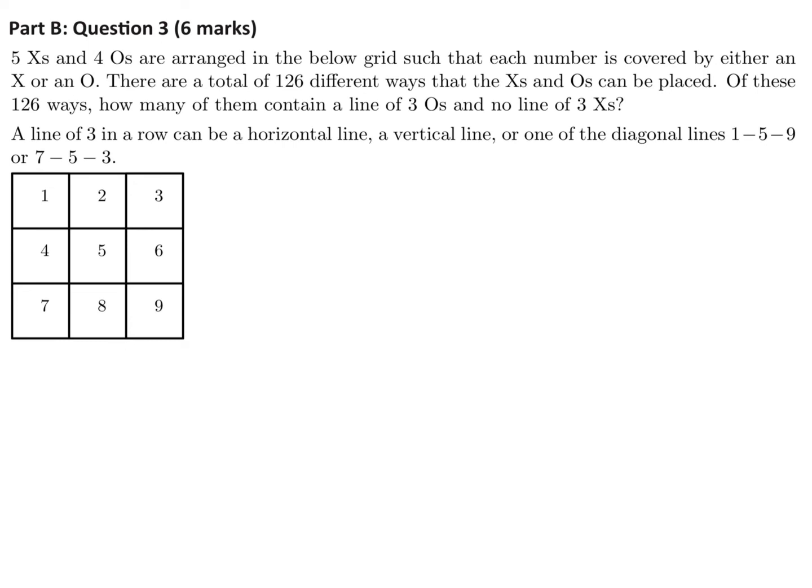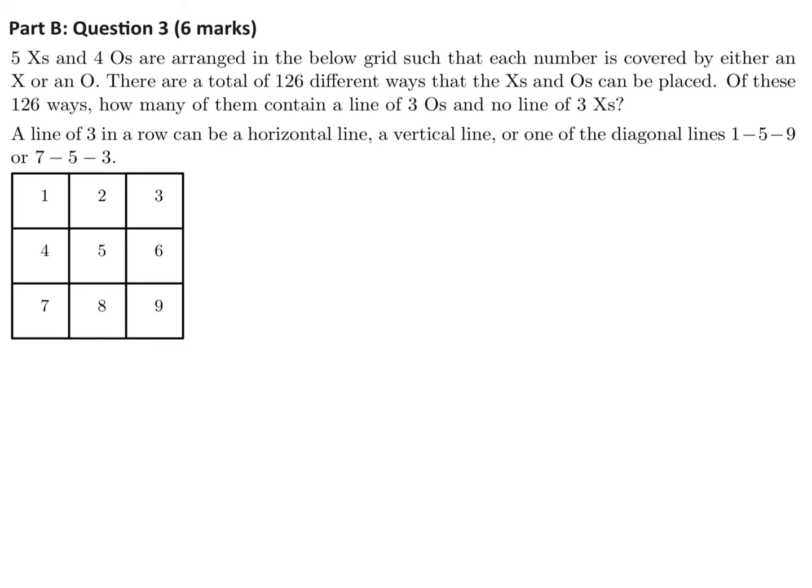Five x's and 4 o's are arranged in the grid below, such that each number is covered by either an x or an o. There are a total of 126 different ways that the x's and the o's can be placed. Of these 126 ways, how many of them contain a line of 3 o's and no line of 3 x's? A line of 3 in a row can be horizontal, vertical, or diagonal.